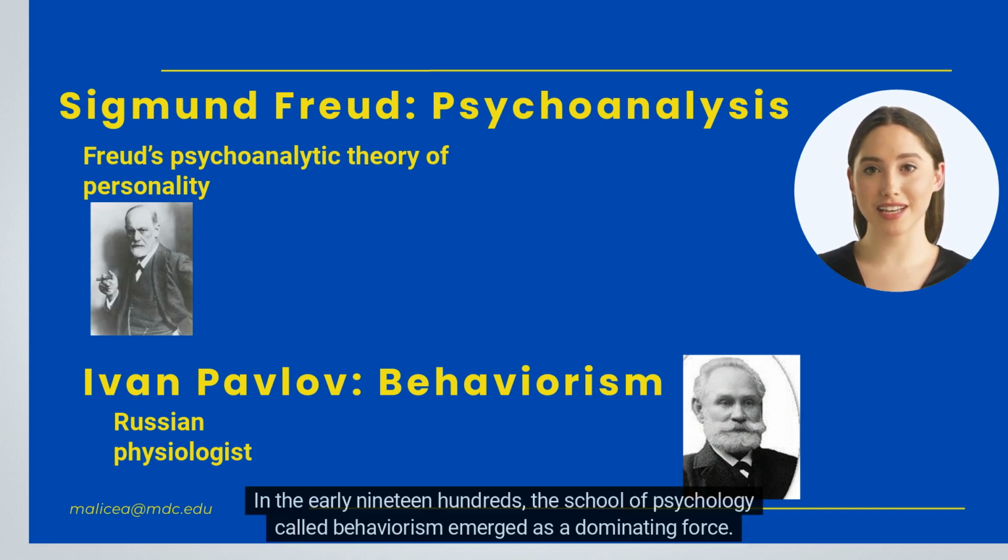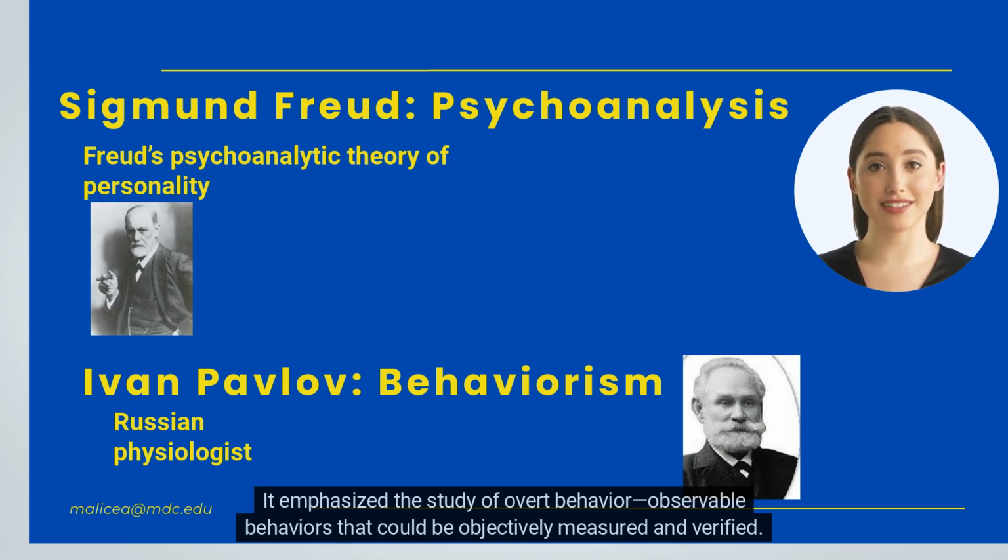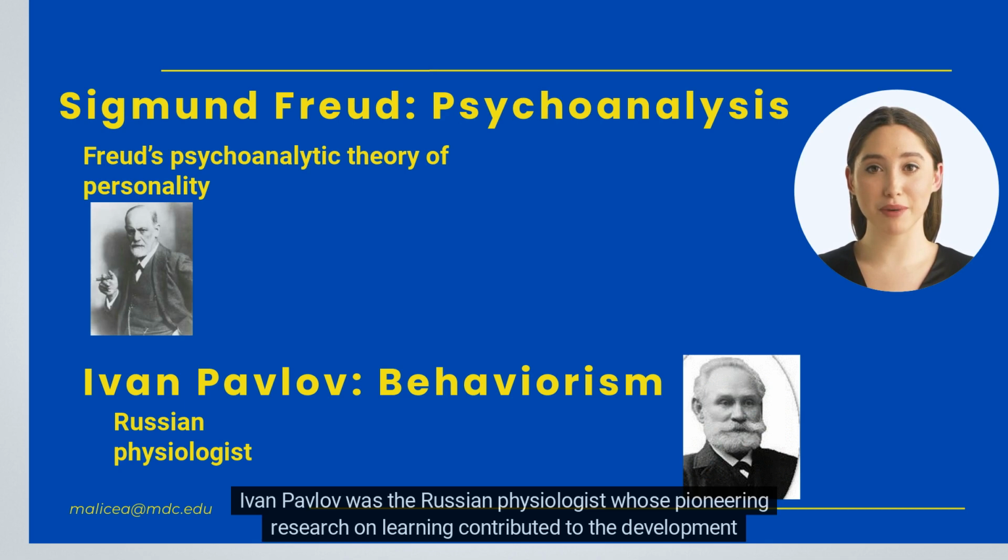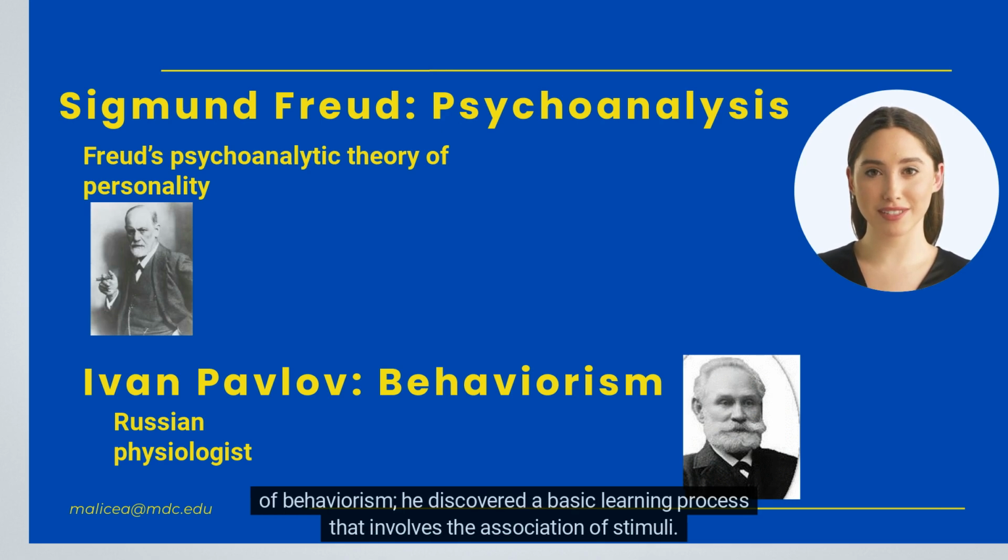In the early 1900s, the school of psychology called behaviorism emerged as a dominating force. It emphasized the study of overt behavior, observable behaviors that could be objectively measured and verified. Ivan Pavlov was the Russian physiologist whose pioneering research on learning contributed to the development of behaviorism. He discovered a basic learning process that involves the association of stimuli.